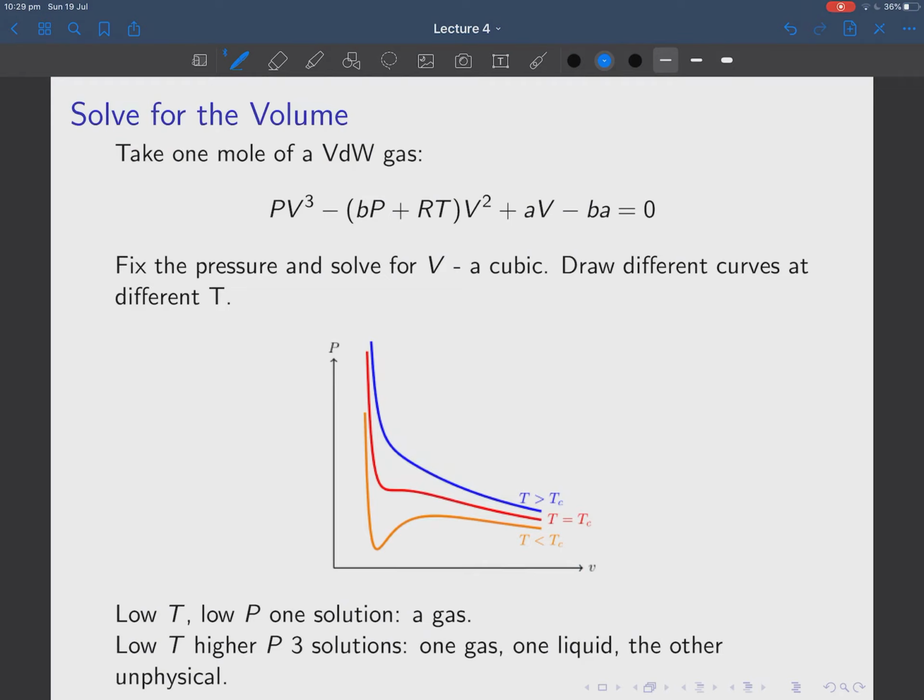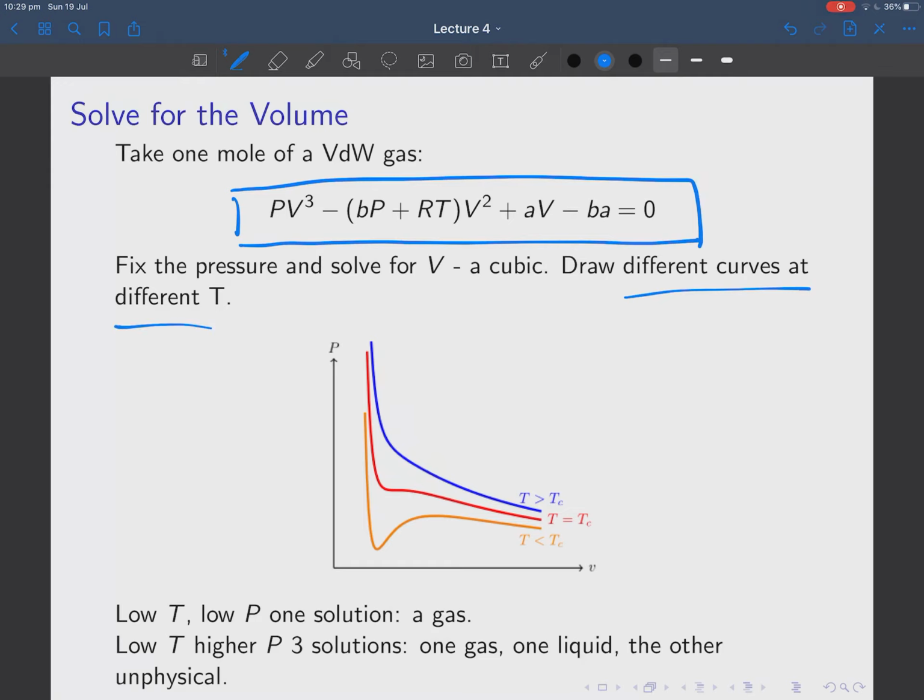All right, so talking of van der Waals gases, let's look at what happens at different pressures, volumes and temperatures. So we can take 1 mole of van der Waals gas, and this will be our equation, where P and B and A are constants. Okay, so we're going to fix the pressure and solve for V, which is a cubic. And we're going to draw different curves at different T. So here's a curve at high T, here's a curve at low T. It's a curve at the critical temperature, okay? And we're going to fix the pressure and solve for V.